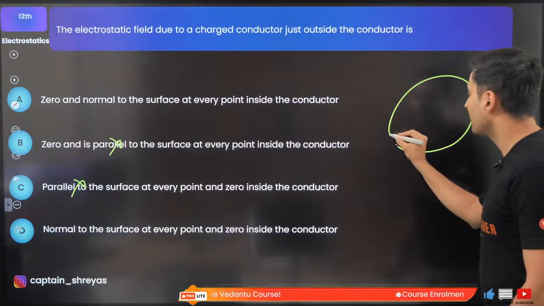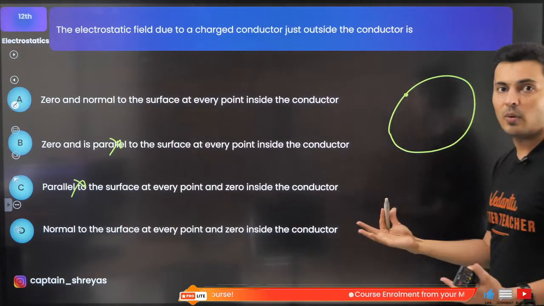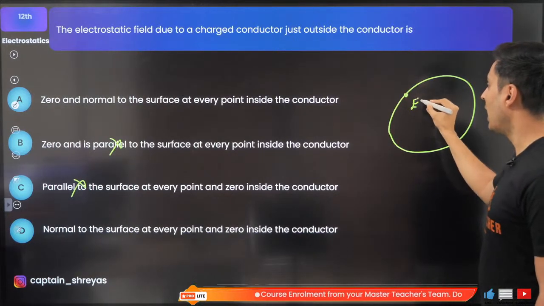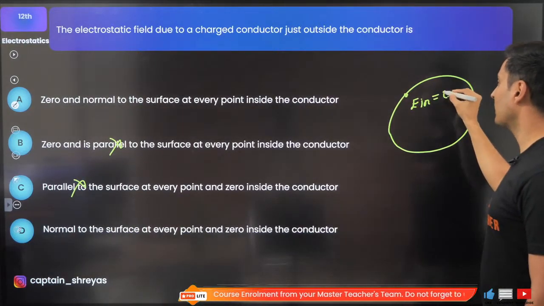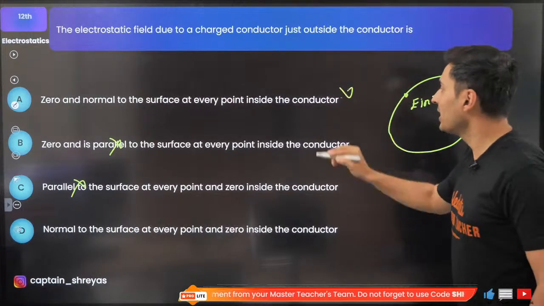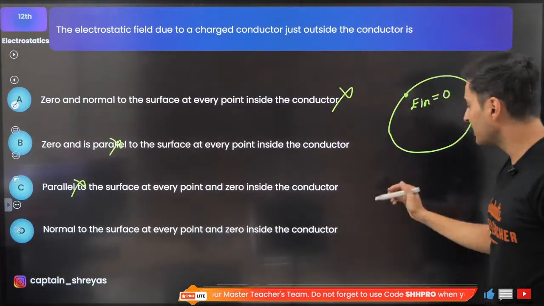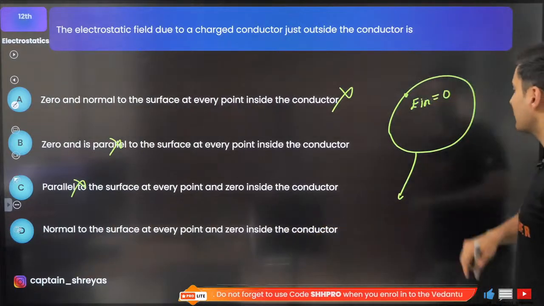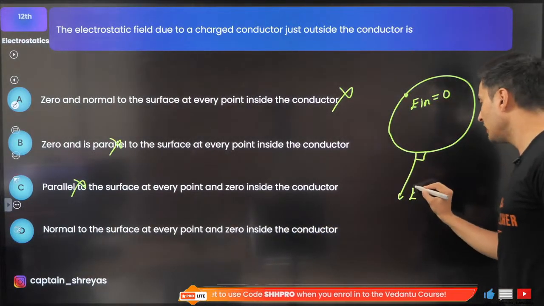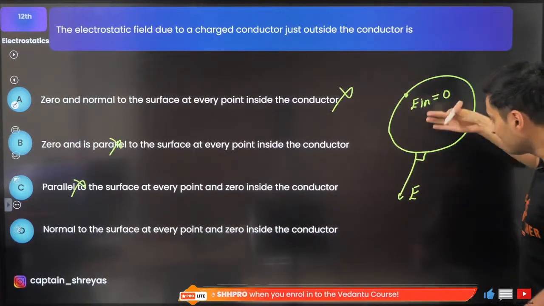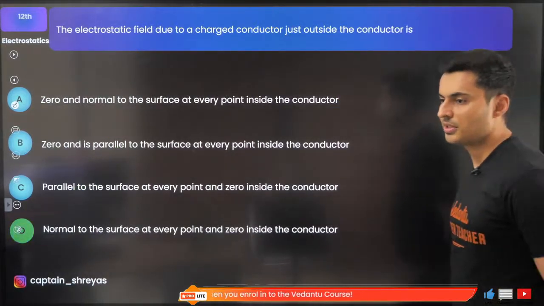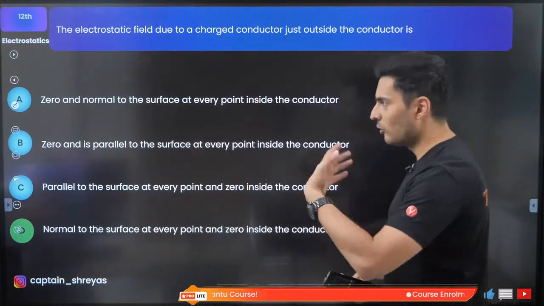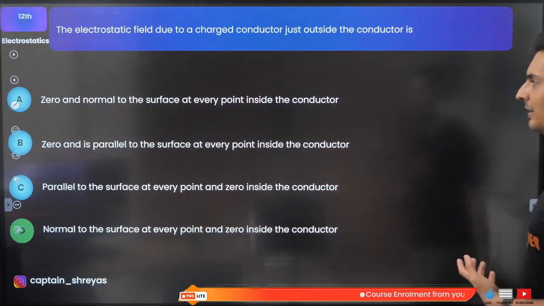See guys, if this is the conductor, a 0 vector does not have any direction. I know the field is 0 inside the conductor. How can it be normal? So option A goes wrong. Normal to the surface at every point and 0 inside the conductor. Yes, normal to the surface at every point and inside it is 0. So I think it should be option D. Yep, it is option D. So it's just a play of words. If you analyze it in a little bit of detail, you will get it.